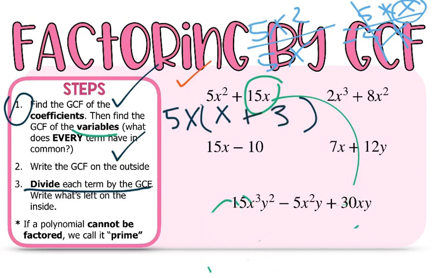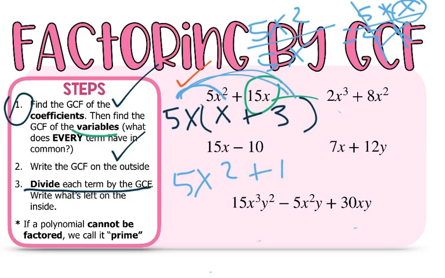And that's it. I have factored now. I factored using a GCF, and I'm done. I could always check it by distributing it back and just making sure. So let's do that. 5x times x is 5x squared, and 5x times 3 is 15x. Does that match the original?